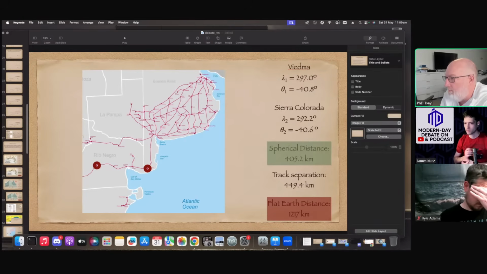The distance between Viedma and Sierra Colorada: the spherical distance is 405 kilometers, the track separation is 449 kilometers, and the flat Earth distance is 1,217 kilometers.